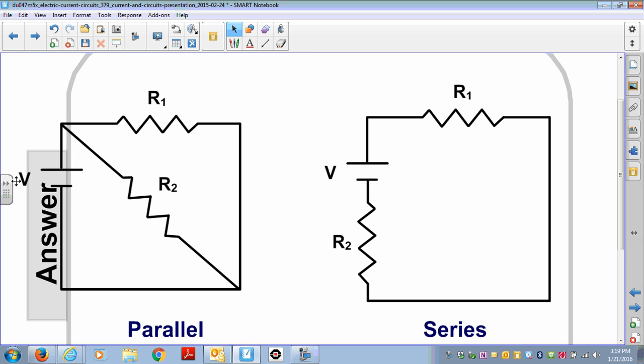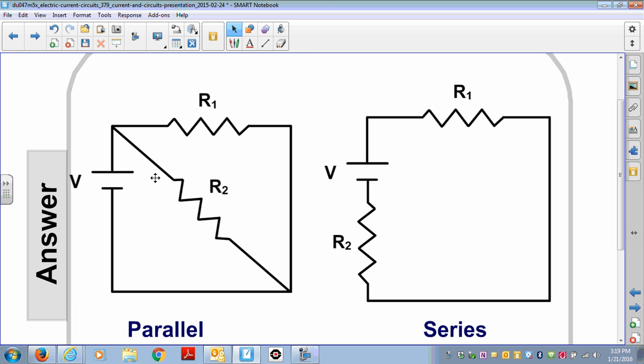For this one over here, this is actually in parallel, because notice that this point is in contact with the battery, and this point here is in contact with this battery. That makes these 2 resistors wired in parallel. These 2 here, we only have one current path, and therefore they are wired in series.